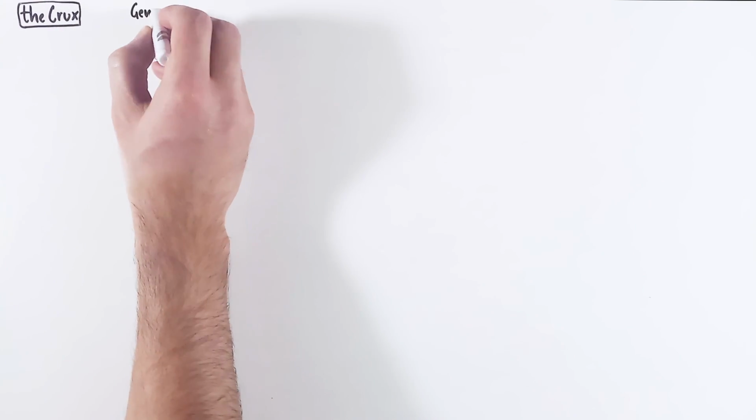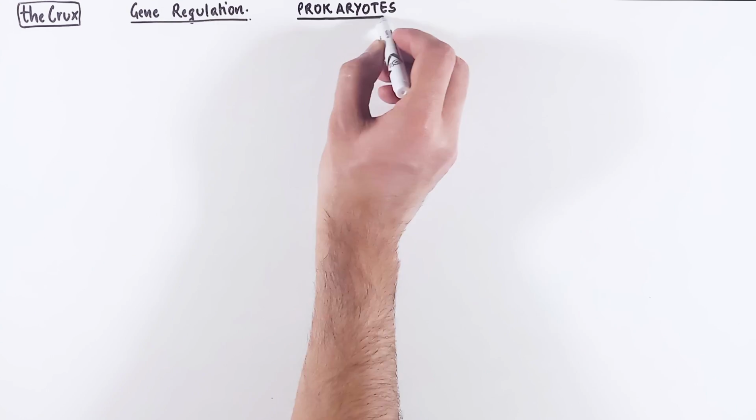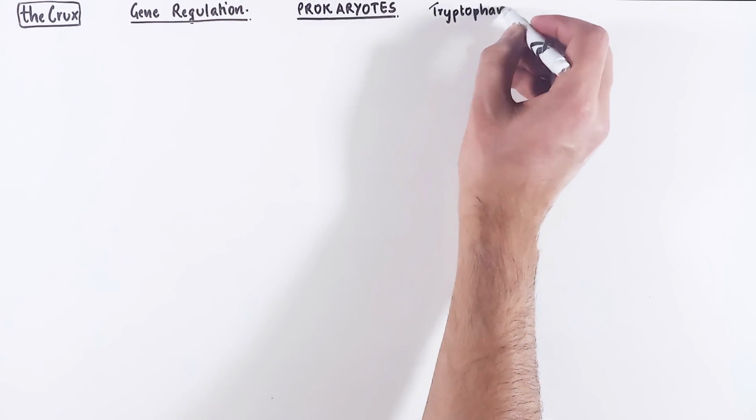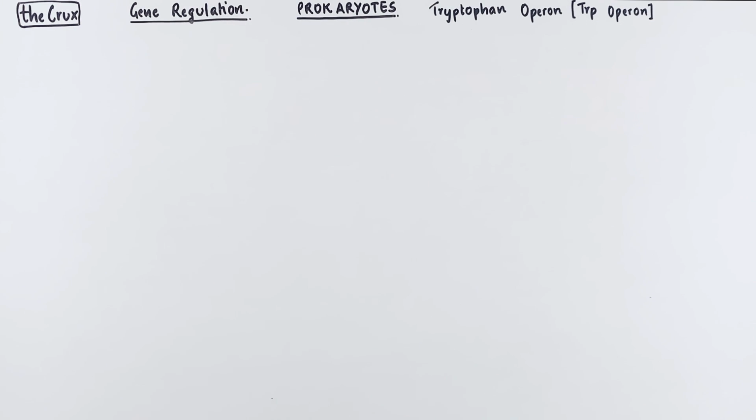In this video on gene expression regulation or transcription regulation, you will learn everything you need to know about the tryptophan operon, which is a regulatory system in bacteria. We will look at how the tryptophan operon works in two different bacteria, one being E. coli and the other one being Bacillus subtilis.